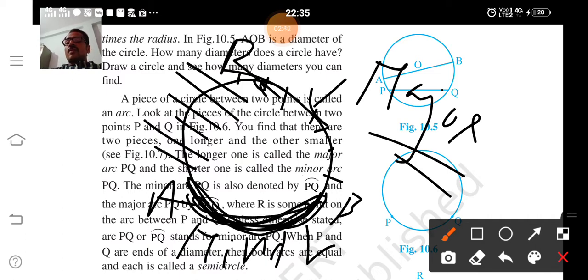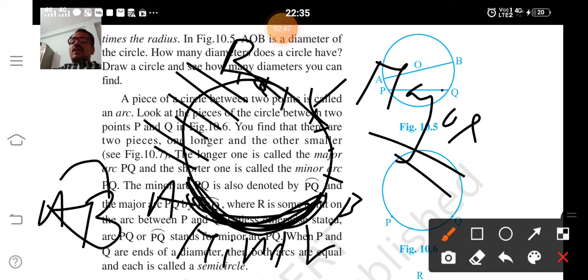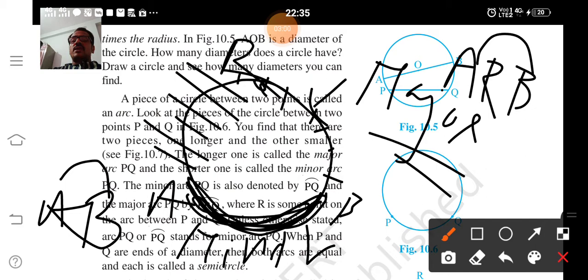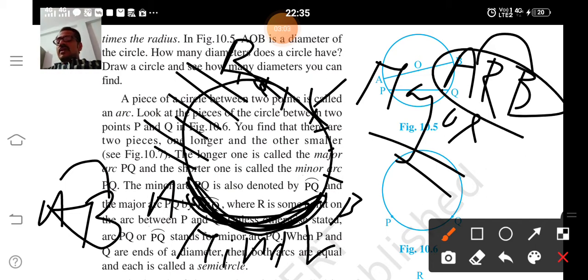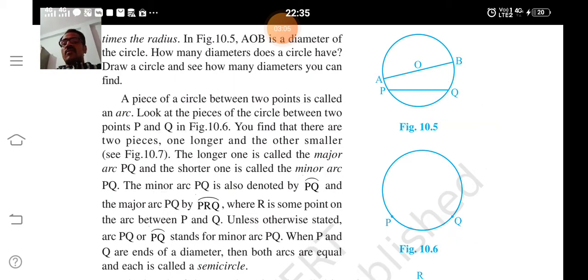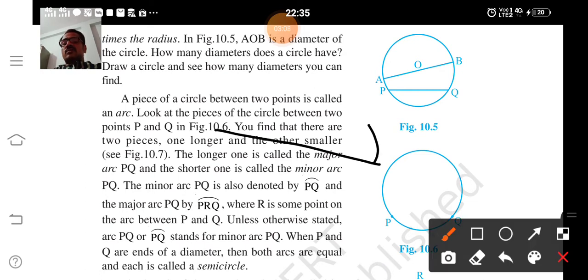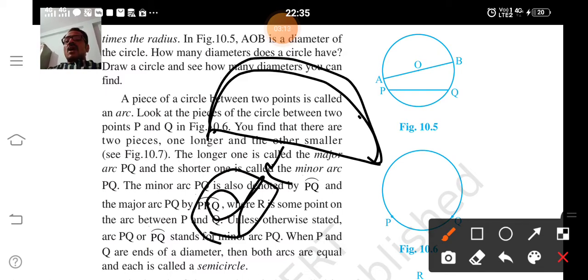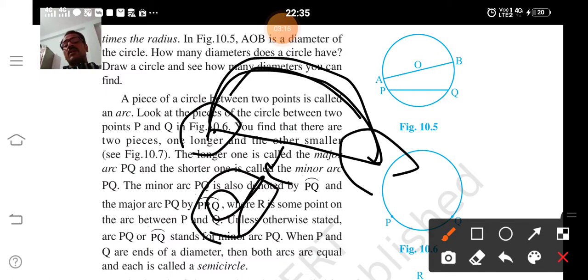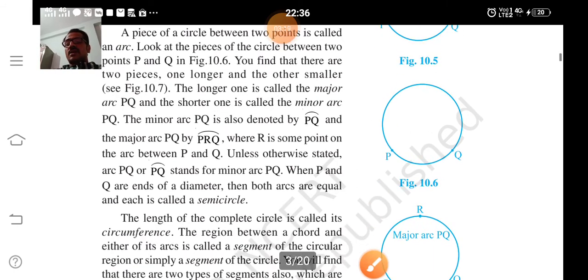If I want to denote a minor arc, it can be represented simply as minor arc AB. But if I want to represent a major arc, I must take 1 point on the major arc. So here the major arc will be denoted by ARB. So ARB is called the major arc. Then we have studied one more definition. This is the diameter. The arc formed from two end points of the diameter is called a semicircle arc.